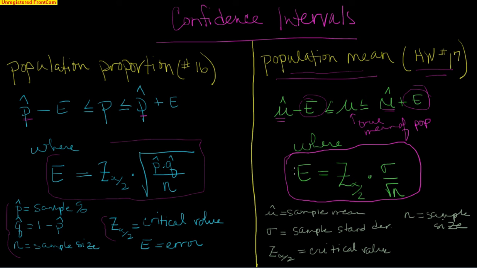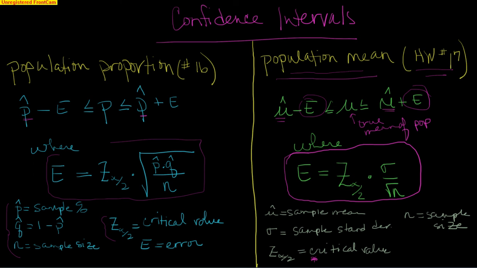The error is very similar to the proportion case, except now instead of p's and q's, we have the standard deviation. So again, we have that critical score, z sub alpha over 2, times the standard deviation divided by the square root of the sample size. Everything's here for you to refer back to, and most importantly, that critical value.